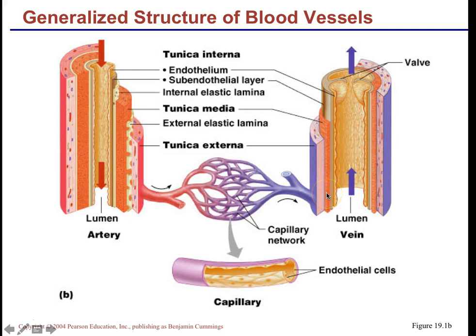And veins also have all three layers, but the muscle layer is so thin. And you don't really need it to be thick because it's low pressure. Here are the valves right here. And as you can tell, the space of the lumen is larger than it is with the artery. So those are your three blood vessels and the layers. So artery, capillary, vein. From the heart, exchange, back to the heart.